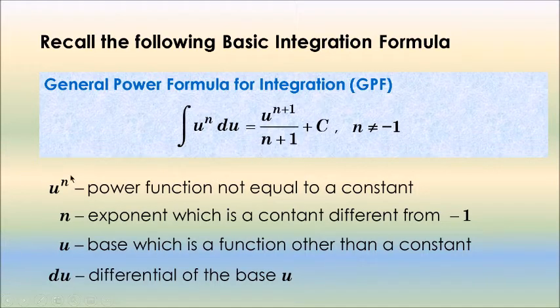If all of these things are satisfied, this integral of u to the n du is equal to u to the n plus 1 all over n plus 1 plus c. Remember, n not equal to -1.